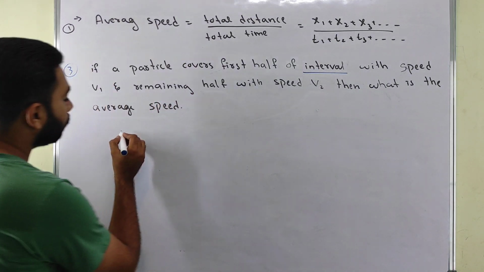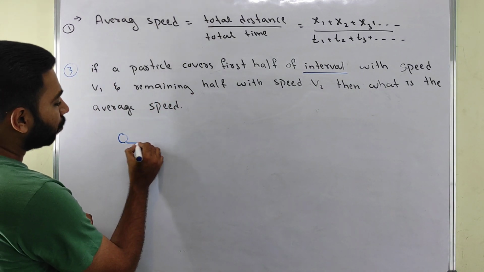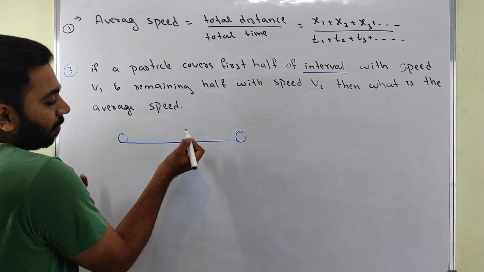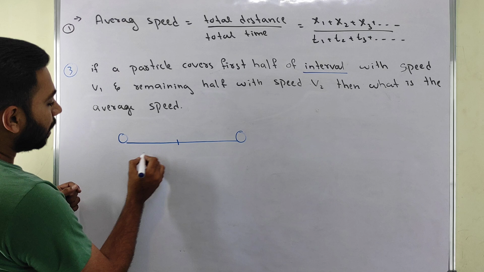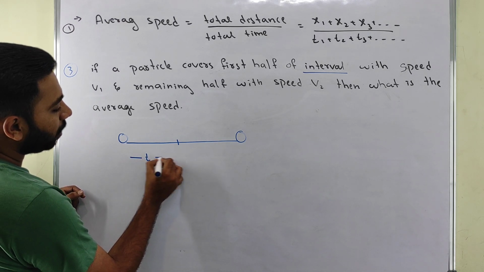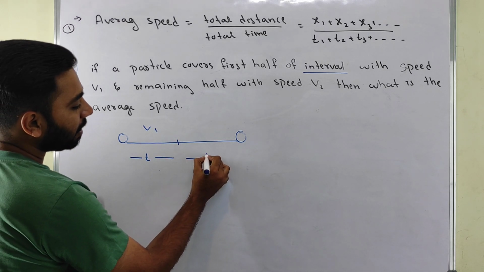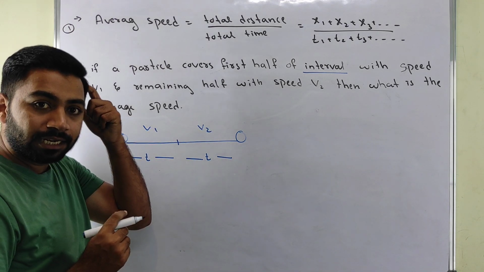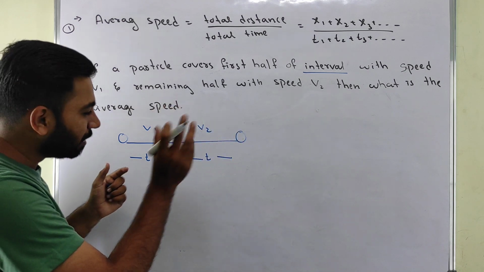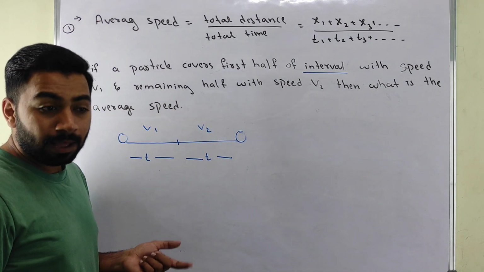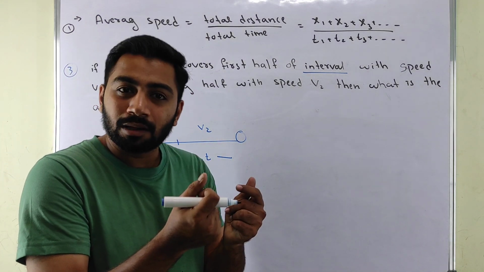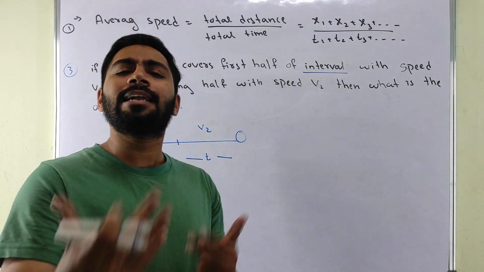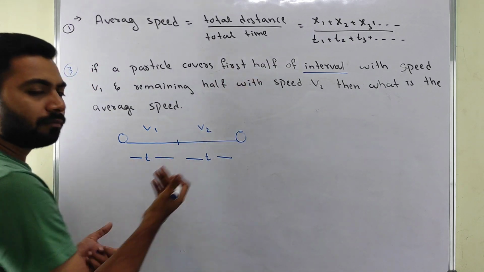Means one particle is there. This particle is moving from here to here with velocity. We don't know how much distance. Some distance it is covering, let's say t with velocity v1 and remaining same time covering with velocity v2. Sir, they are saying half, why are you taking t? See, half and half is also the same, t and t also the same. If you take t and t, we can solve quickly. If you want to take t by 2, you can take, no doubt.